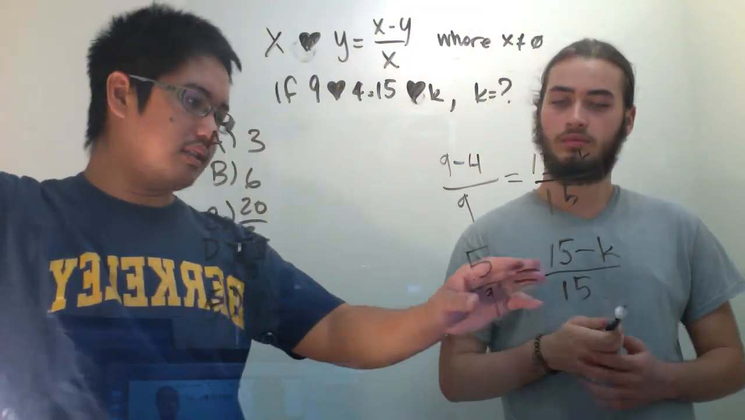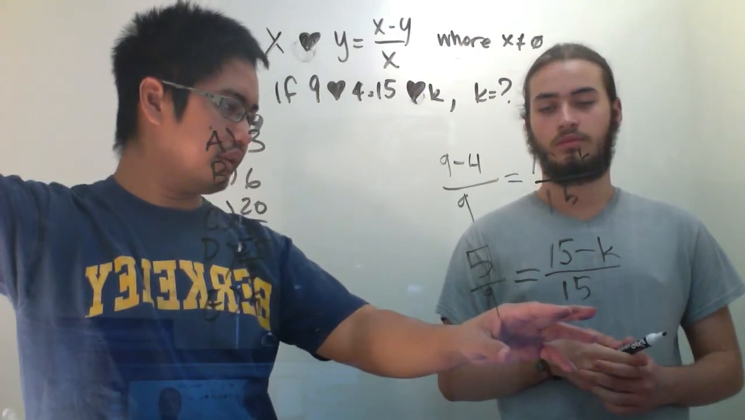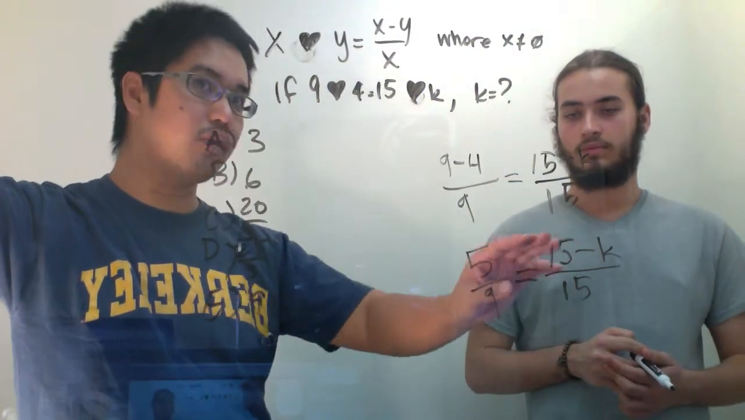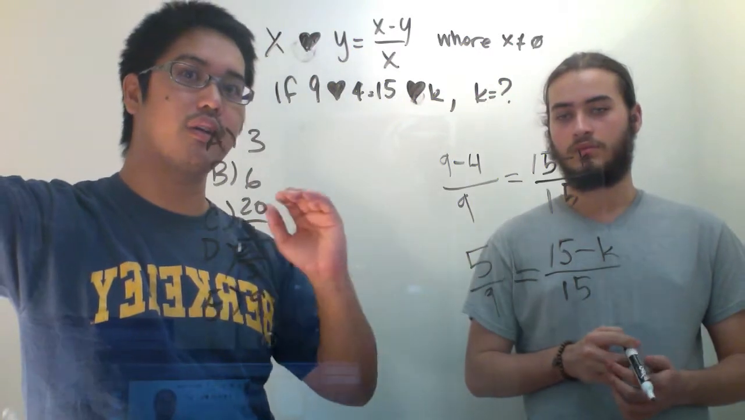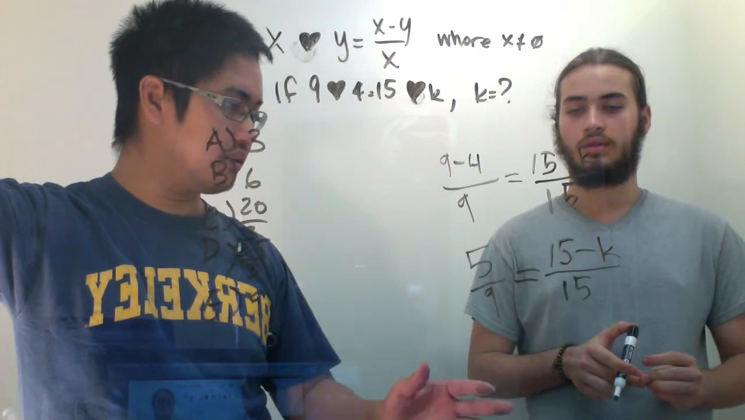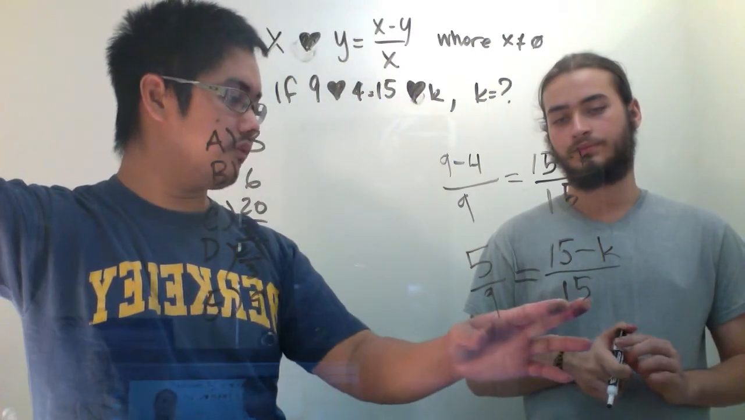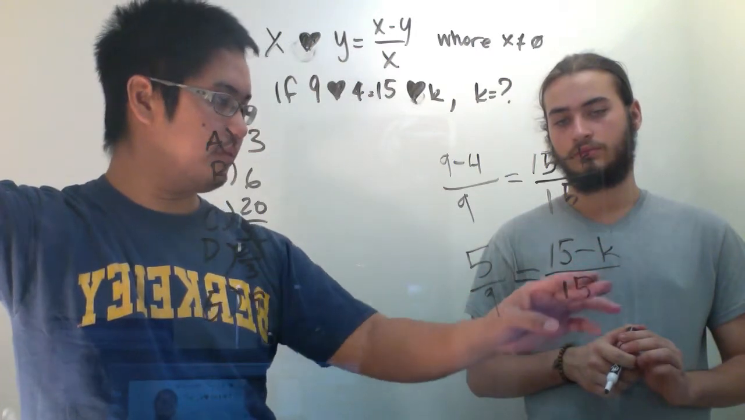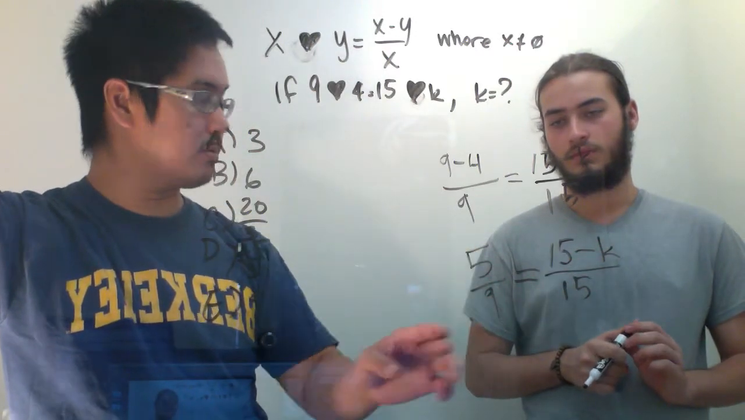This 15 is in the denominator here. I want to get rid of it here on the right hand side. I only want k all by itself. I don't want anything on the right hand side besides k. So in order to get rid of this divide 15, I need to multiply this whole thing by 15 and multiply this whole thing by 15.